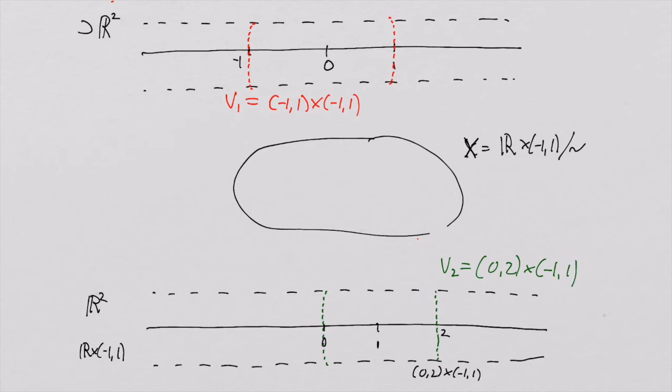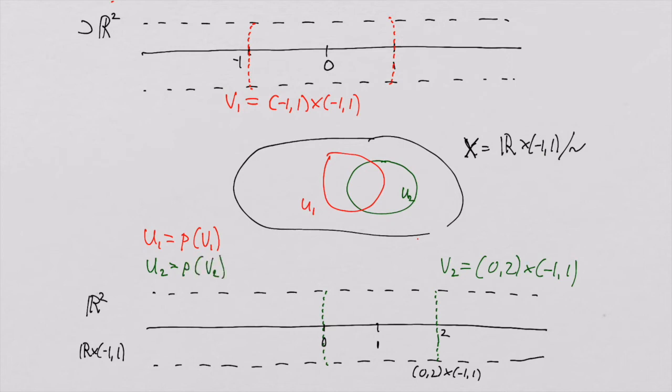So there will be a region in here, and it will be called U2. And then there will be a region in here, which will be called U1. And U1 is simply the projection map of V1, and U2 is simply the projection map of V2, like that.